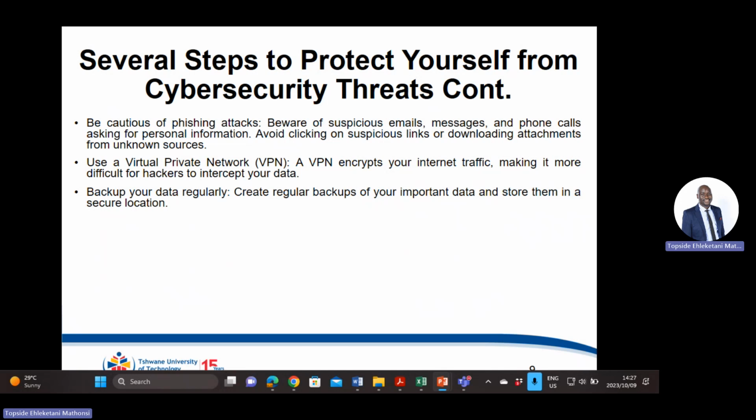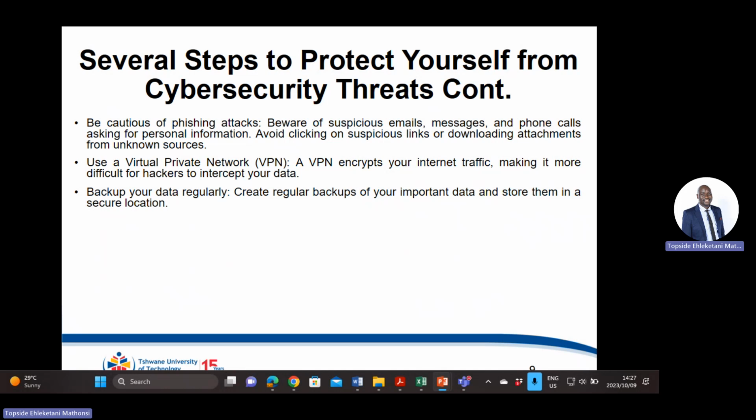When you open messages and they ask you to click a link, please first check the authenticity of that message or that email. That's very, very important. And don't just give your personal information on a phone call to somebody that you don't even know or trust. So that's very, very important. Avoid clicking on suspicious links or downloading attachments from unknown sources. That's very, very important.